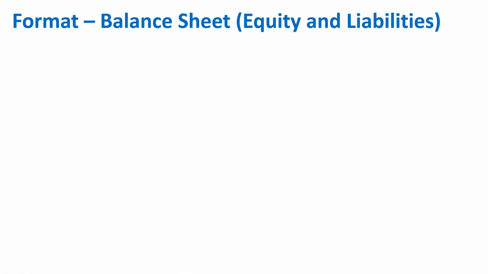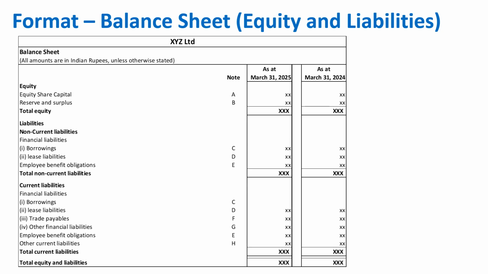Now let's understand the format used to report equity and liabilities. The format looks the same, only the items I have to explain to you. You have equity: equity share capital, and reserves and surplus. Together this will be total equity. Then you have liabilities. Under liabilities, similar to assets, you will have non-current liabilities and current liabilities. Non-current are long-term, where you are going to discharge this liability only after 12 months. Current are those which you are going to discharge in the next 12 months.